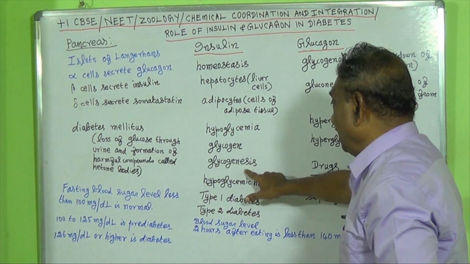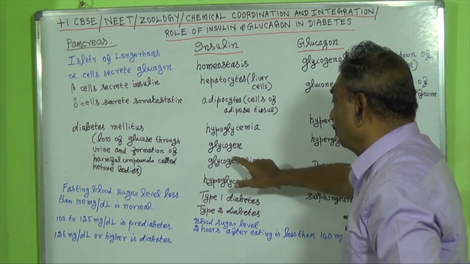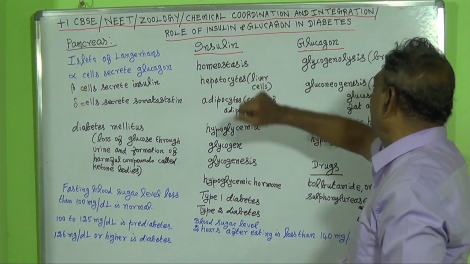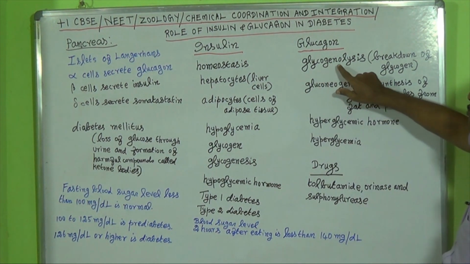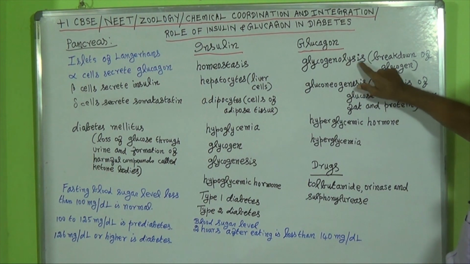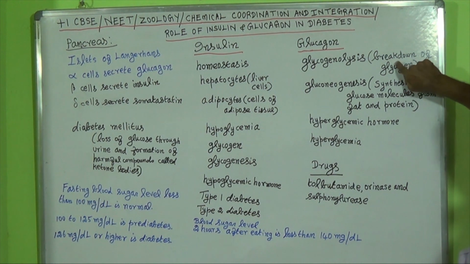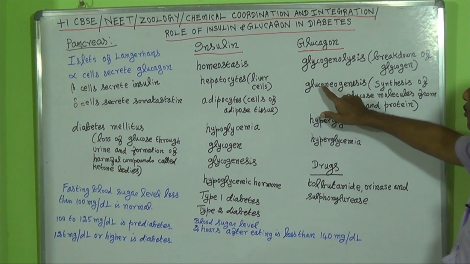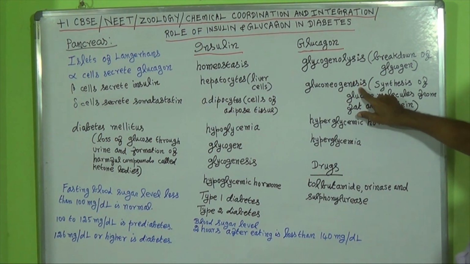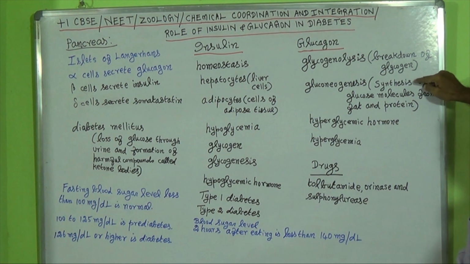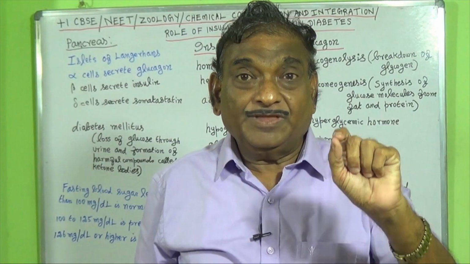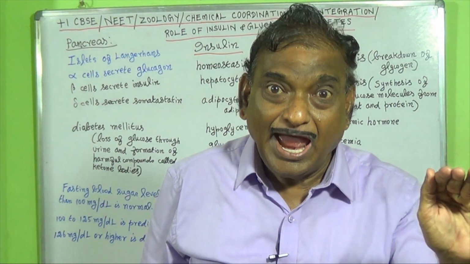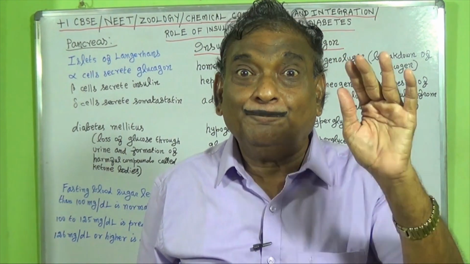In the process of glycogenesis, glucose is converted into glycogen by the insulin hormone. In the case of glycogenolysis, the glycogen is converted into glucose by the glucagon hormone. In the case of gluconeogenesis, glucose is synthesized from fat and proteins. The third function of the glucagon is it reduces the uptake of glucose by the cells.